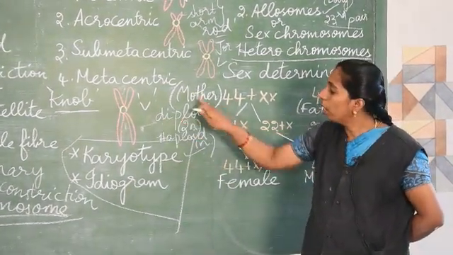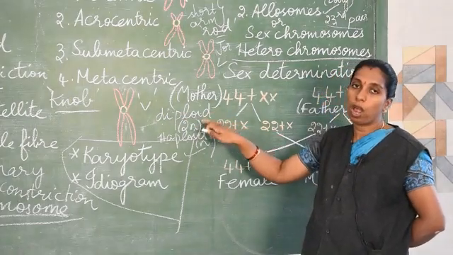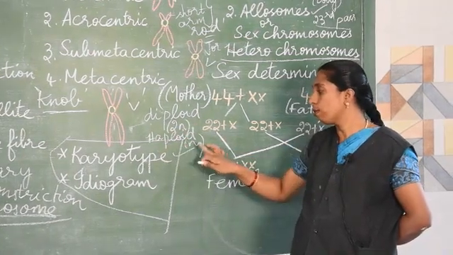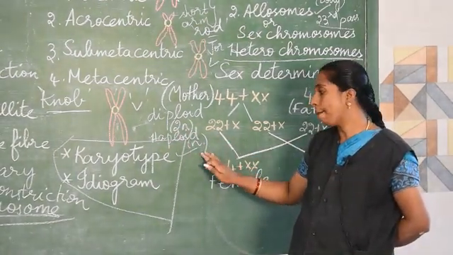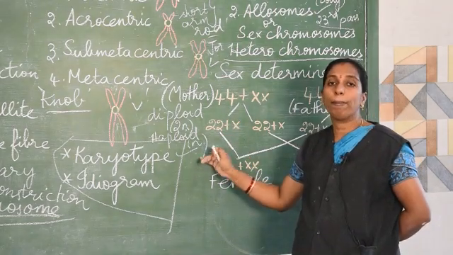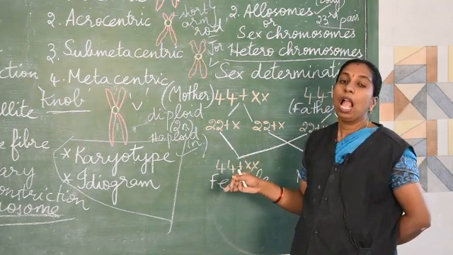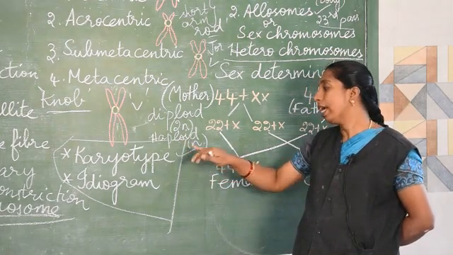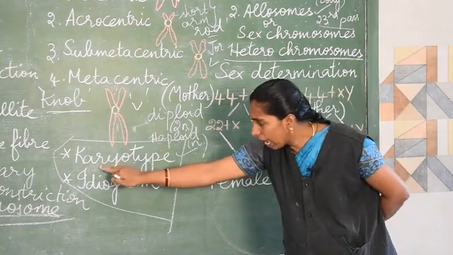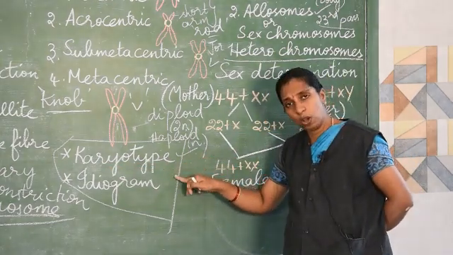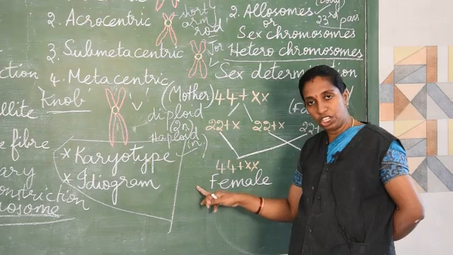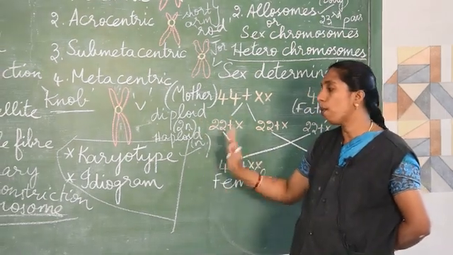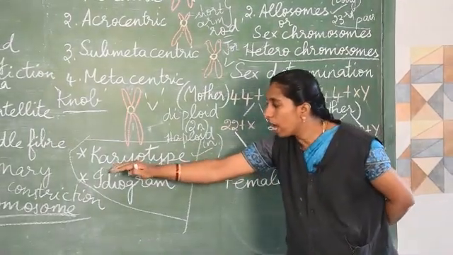So this diploid number of chromosomes are all called body chromosomes, and the haploid set of chromosomes occurs during gamete formation. Gamete formation means the formation of sperm in males and the formation of egg or ovum in females. So what is karyotype? Karyotype is a representation of the number, size and structure of the chromosomes of an individual.